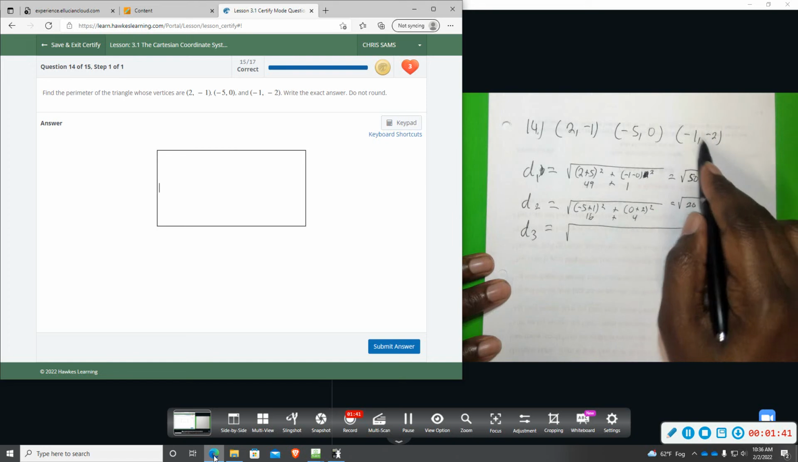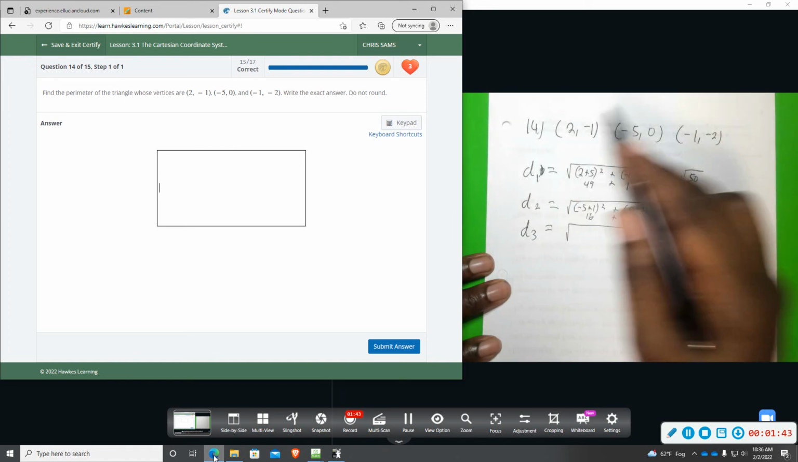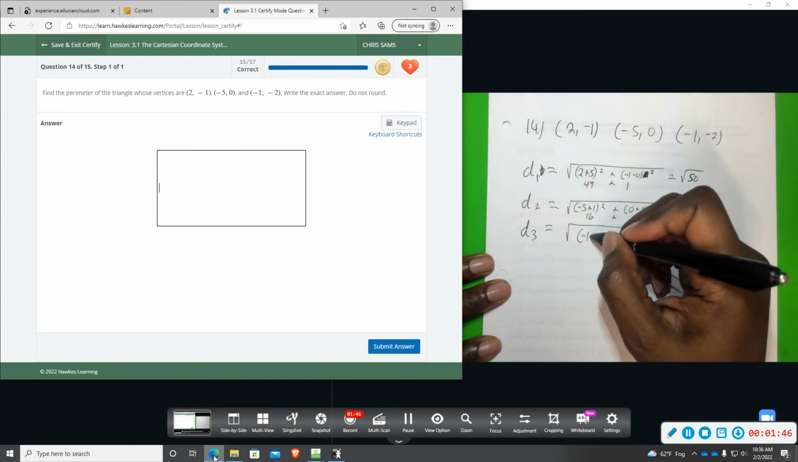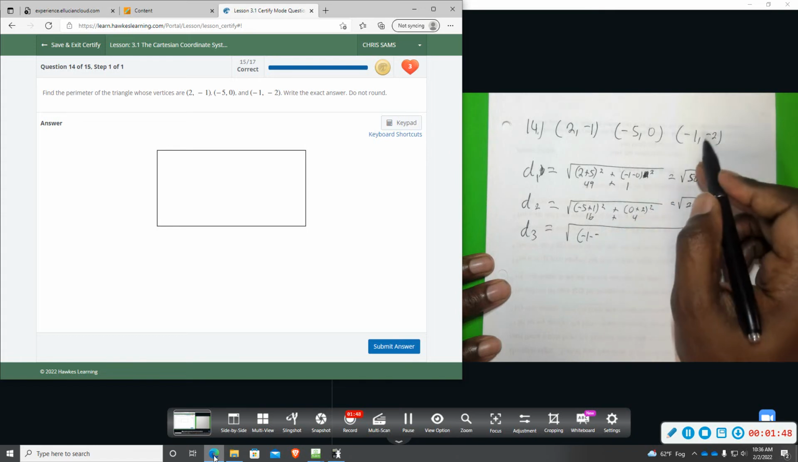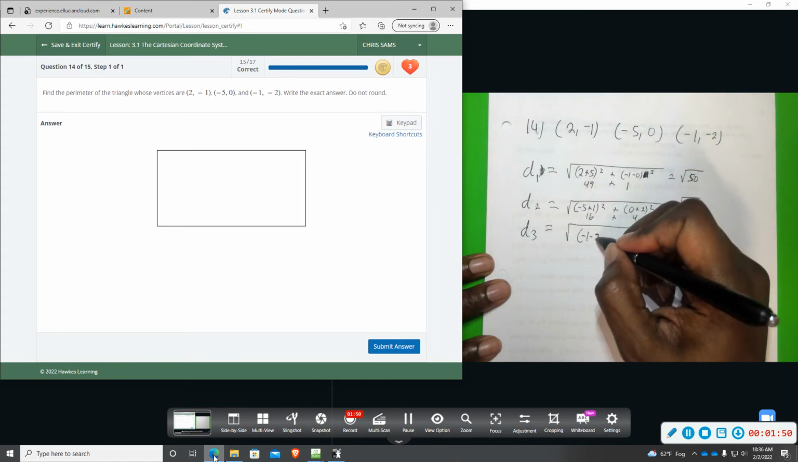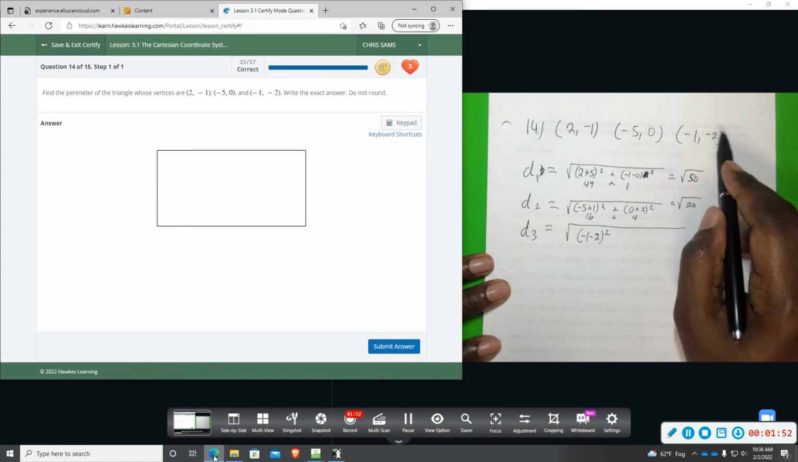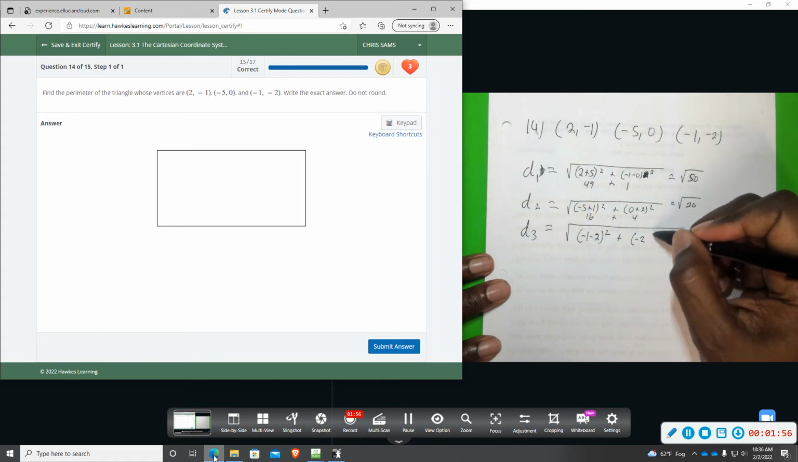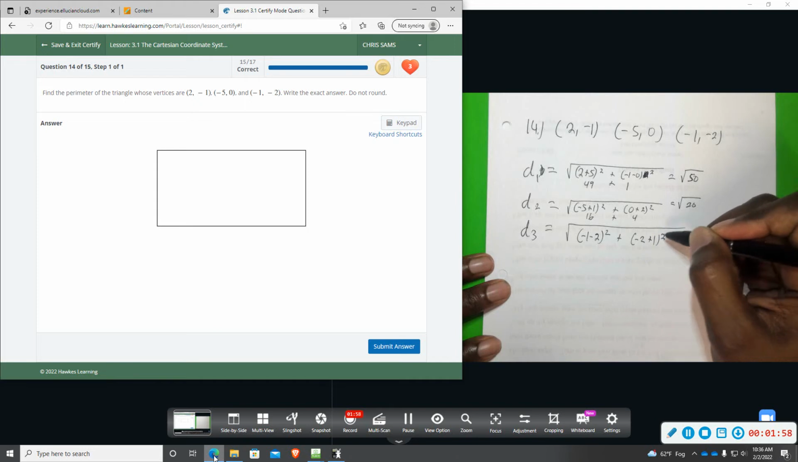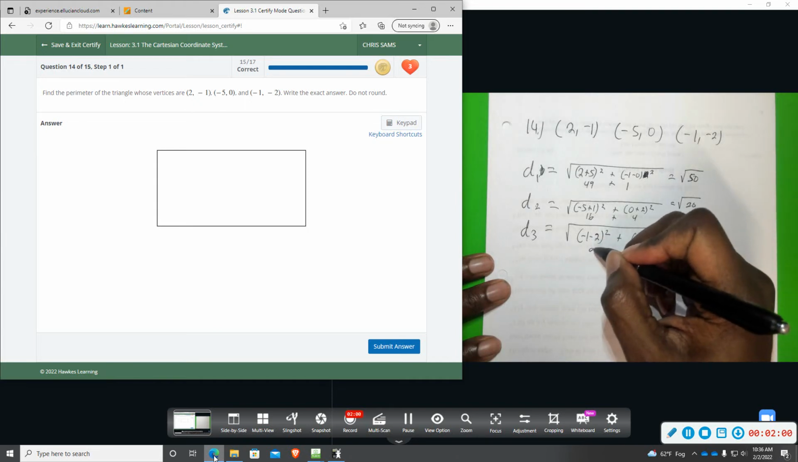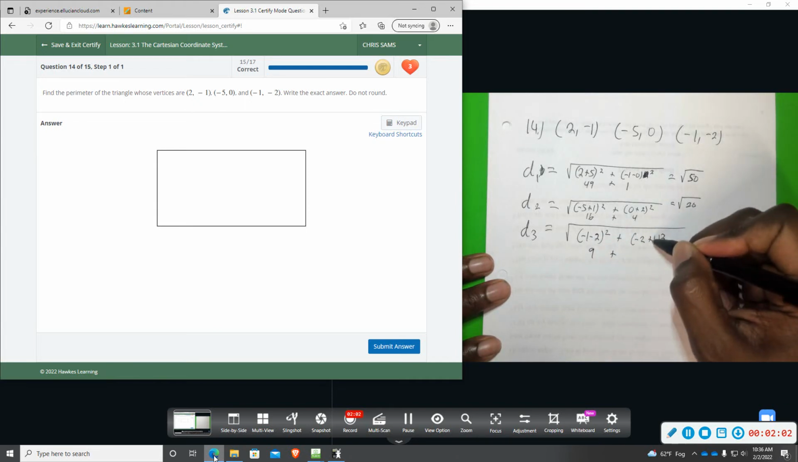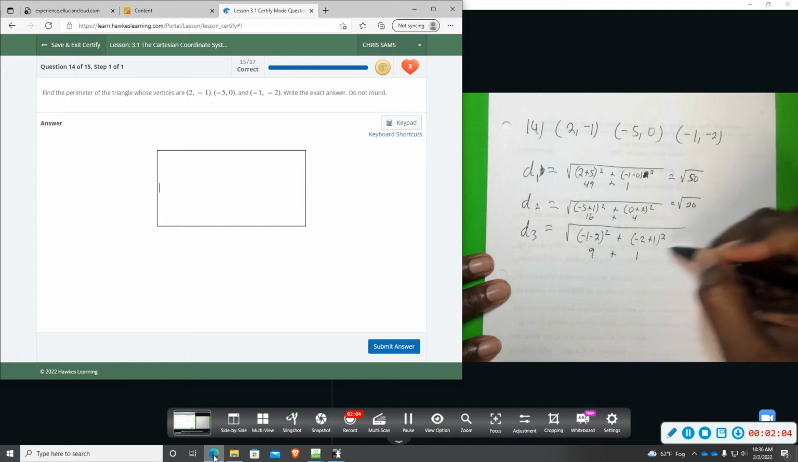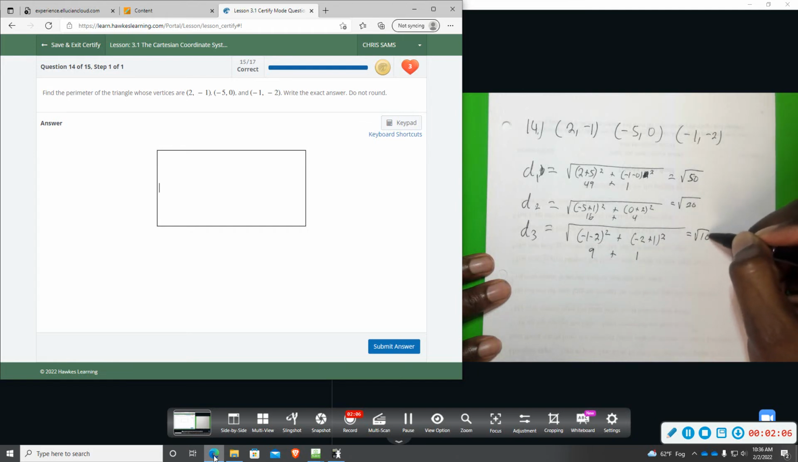And then from here to here, -1 minus 2, not minus -2. And then -2 minus a -1, that'd be plus 1. 3 squared is 9. -1 squared is 1, so it gives us square root of 10.